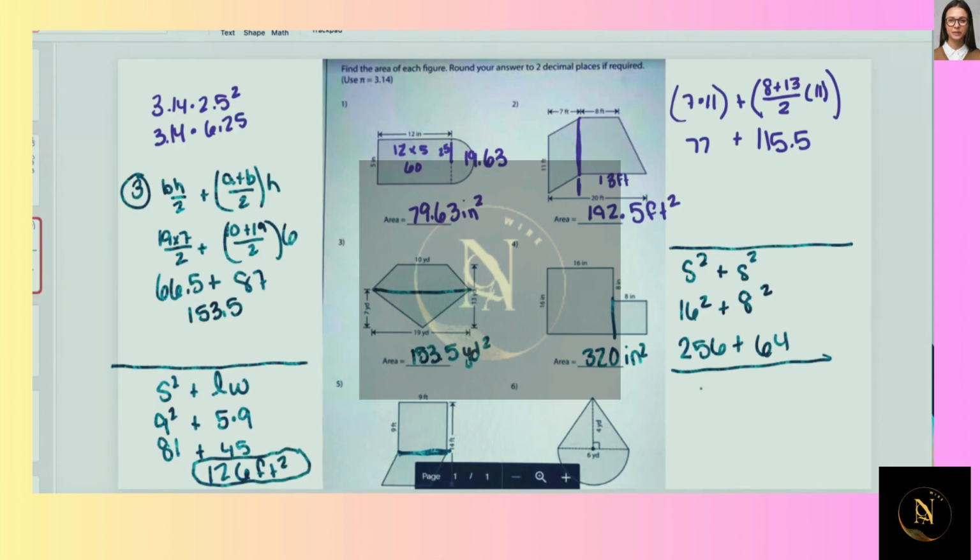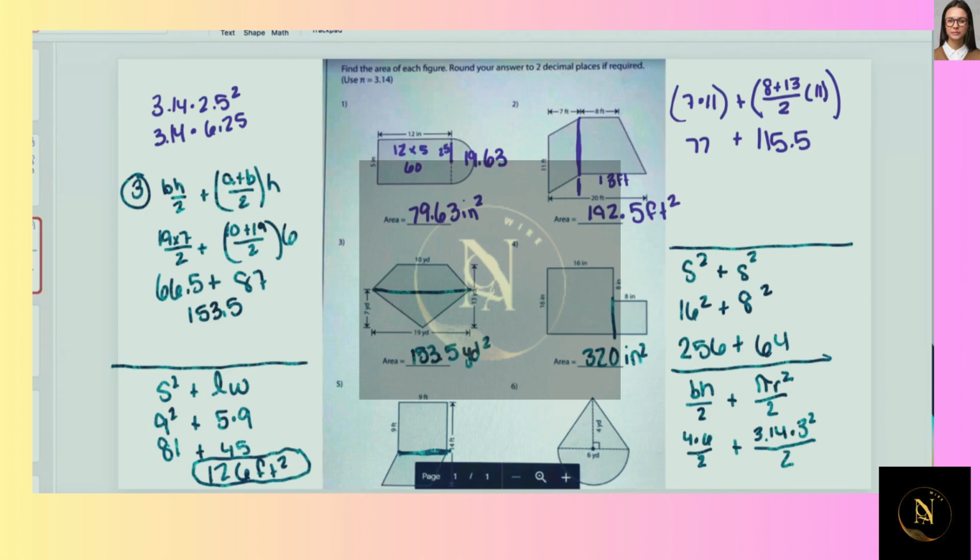And then number 6, I'm going to use base times height divided by 2 because we have a triangle. Then we have a half of a circle, so pi times the radius squared divided by 2. So base times height, I'm going to do 4 times 6 divided by 2 plus 3.14 times 3 squared, because that's the radius. If the diameter is 6, then the radius is 3, because the radius is half the diameter.